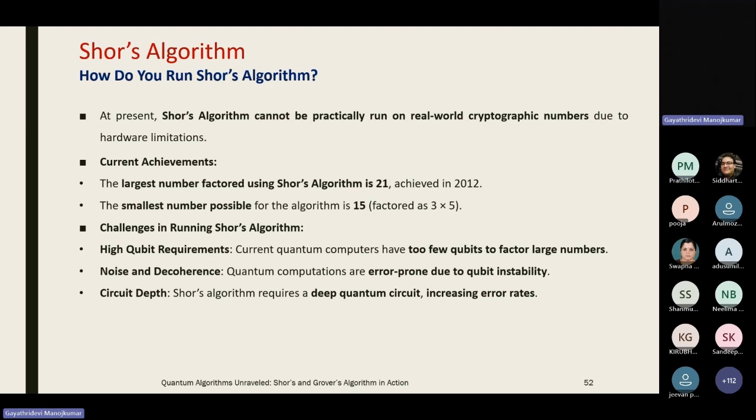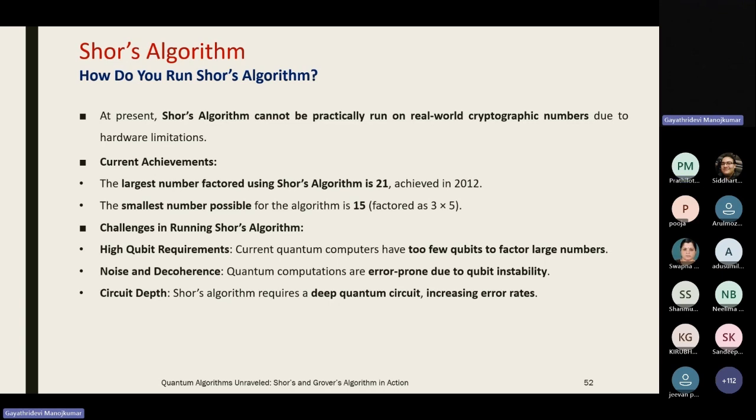And the smallest number, which we have factored now, that is factoring 15 into 3 and 5, they have achieved that. So the main challenges in running Shor's algorithm are the high qubit requirement, that is logical qubits, and noise and decoherence. That is, we face errors due to the instability of qubits. We need to overcome noise and decoherence.